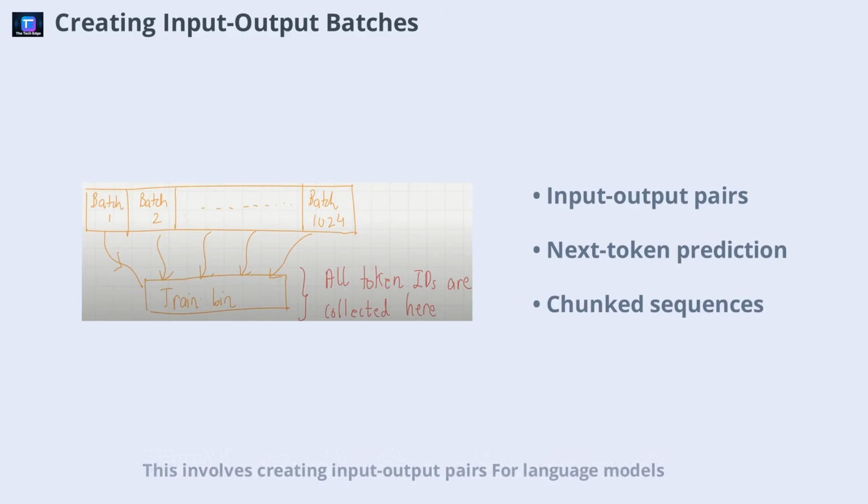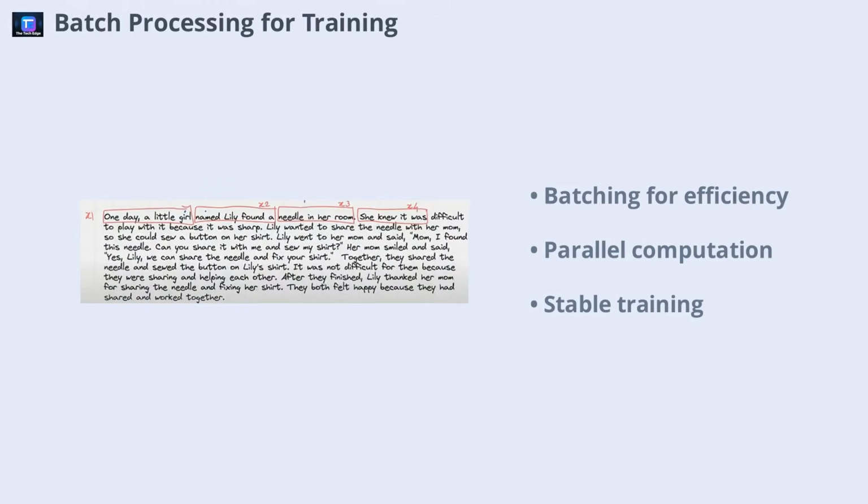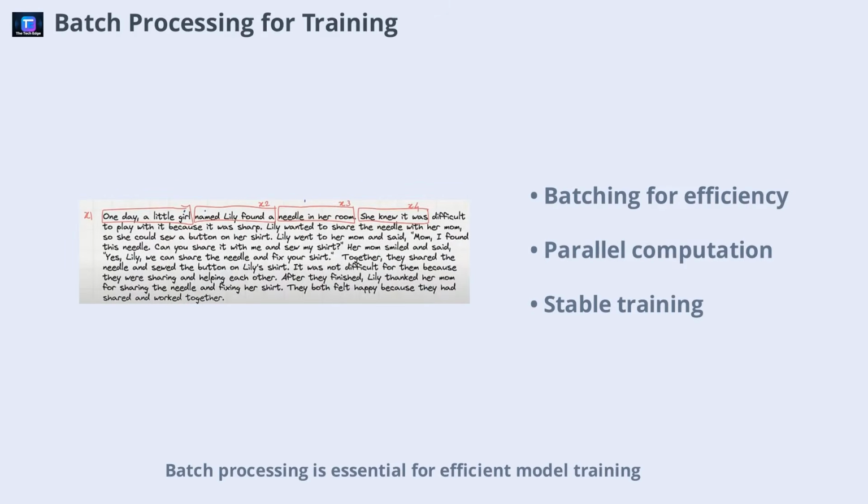This involves creating input-output pairs. For language models, the task is next token prediction. Given a sequence of tokens, predict the next one. We divide the token IDs into chunks, where each chunk becomes an input, and the output is the same sequence shifted by 1 token. This setup allows the model to learn language patterns and context, forming the basis for generating coherent text.